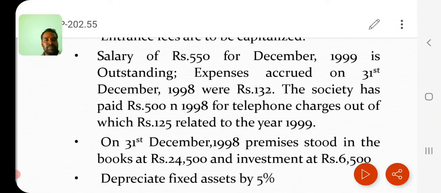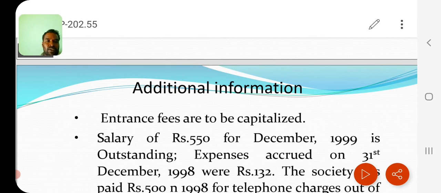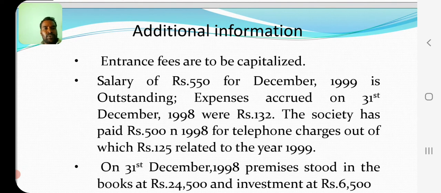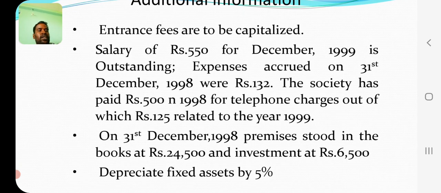Okay, for this we have additional information. So entrance fee ought to be capitalized. Here a hint is given: entrance fee should be capitalized, then only we have to capitalize; otherwise entrance fee should be posted in income and expenditure account. The salary of 550 for December 99 is outstanding, expense accrued on 31st December 98 was 132. So these types of adjustments should be performed in income and expenditure account.